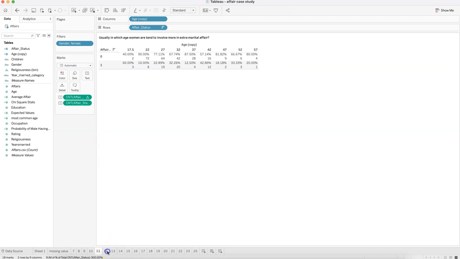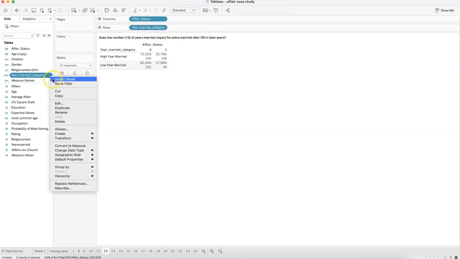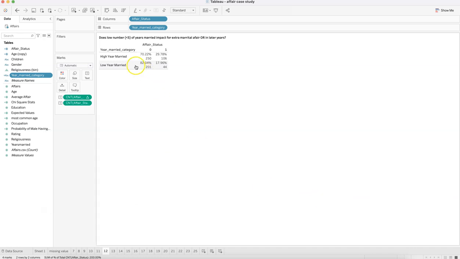Okay. So after this, what we have is question number 12. Does a low number, that means less than 5 years of marriage, impact extramarital affairs or not? And for that, we have created the year married category over here, which is a calculated field. Again, it is a calculated field, so I'll just show you. If year married is less than 5, then low year married, otherwise high year married. Straightforward, right? So it shows high year and low year married.